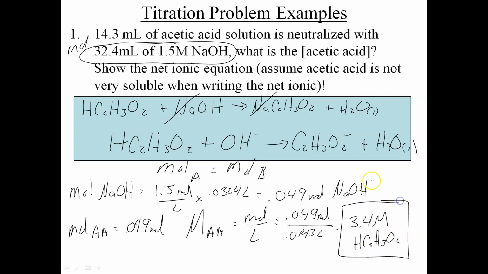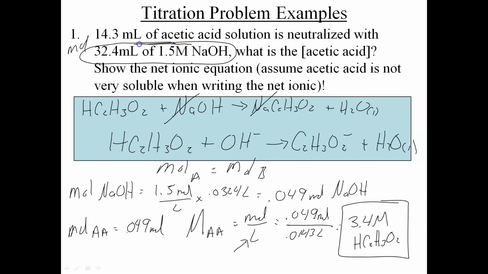A common mistake students make here is, you want to look at the moles of acid and moles of base and have them be equal. One of the issues here is with the volume of acid, it was only that 14.3 milliliters. It wasn't the 14.3 and the 32.4 combined, okay? It's just the 14.3 milliliters of acid that was neutralized with the 32.4 milliliters of your base.